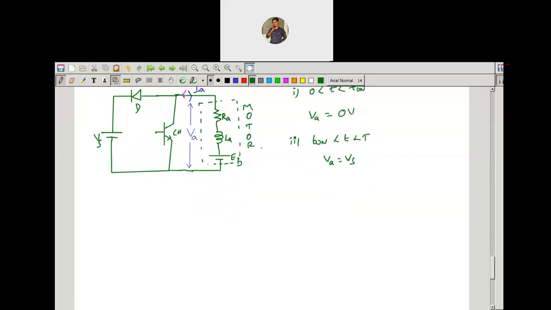Now here, we need the average voltage. To get the speed control of the DC motor, we need the average voltage. For that, let me draw the output waveform.